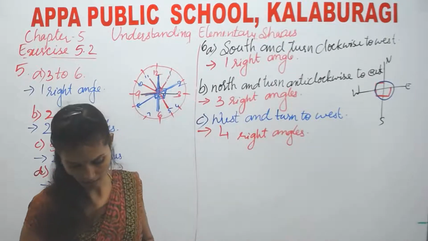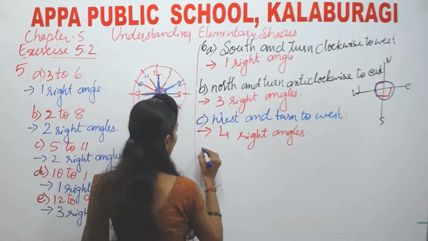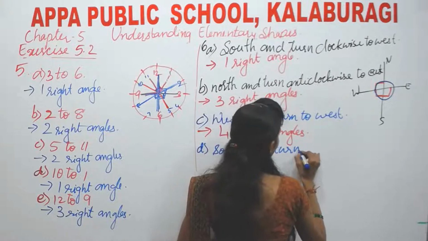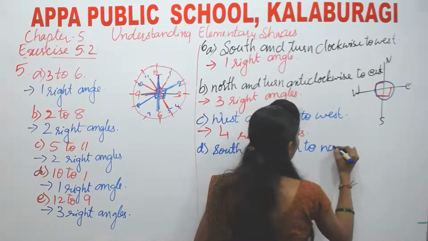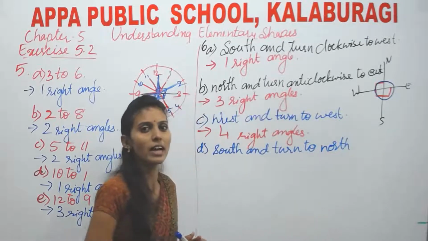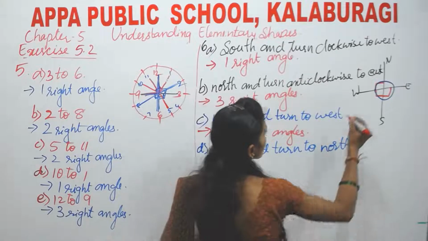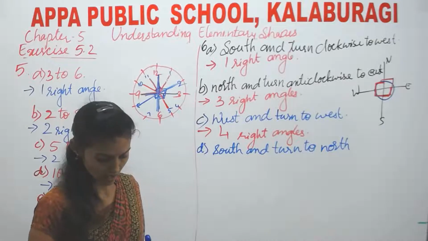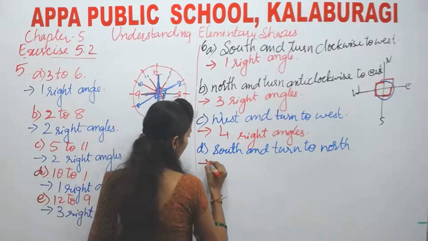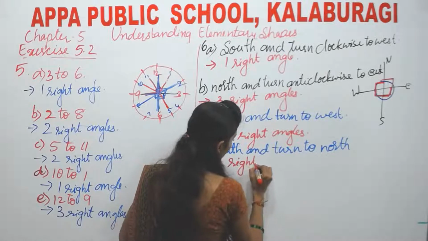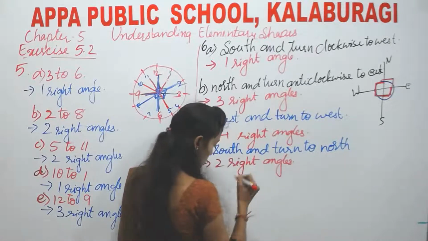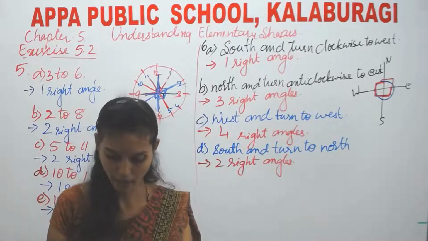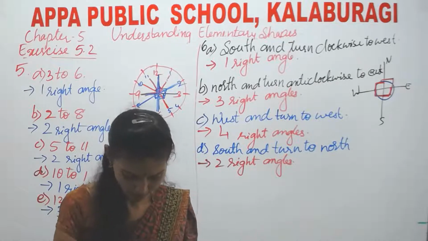Next. South and turn to north. Again here, no need to give clockwise or anti-clockwise. Okay? South to north. Either like this or like this, you will get the same. How many right angles will you get? 2 right angles. Right? So, now we have a last bit. This last bit is for you only, but I'll explain how to do it, okay?